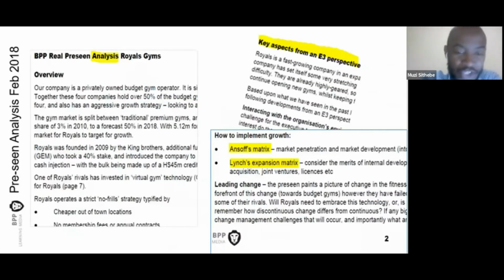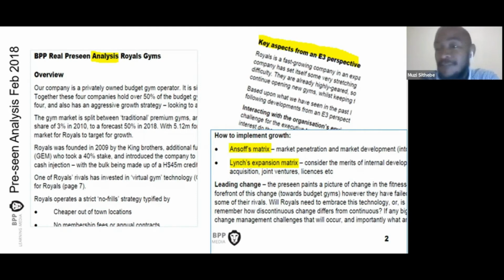So when you look at how we approach it from an IBTC perspective, you will get, as part of your study material, what we call a pre-seen analysis. This is a good way to look at how BPP identified some of the key things, analyzing the pre-seen and looking at what stands out.